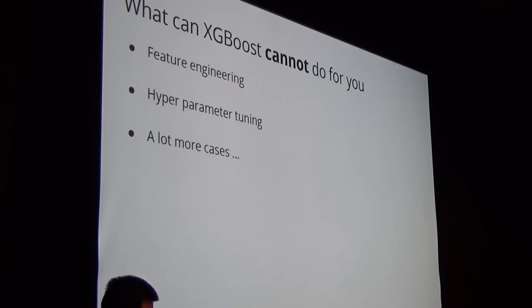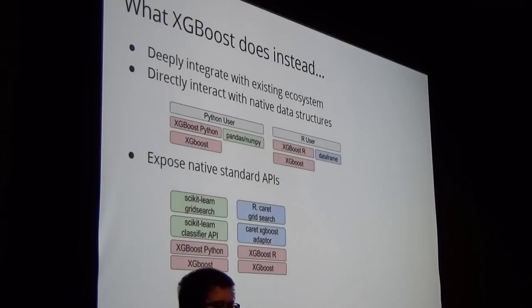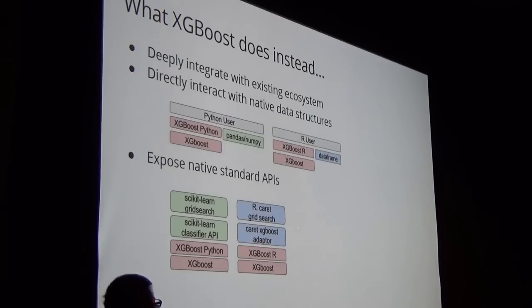What XGBoost does instead is try to integrate very well with the existing ecosystem. For example, on the Python side, you can directly take data and do feature engineering using pandas or any existing data frame pipeline. In R, you can use the data frame to do feature processing and use the same backend to do the XGBoost training.